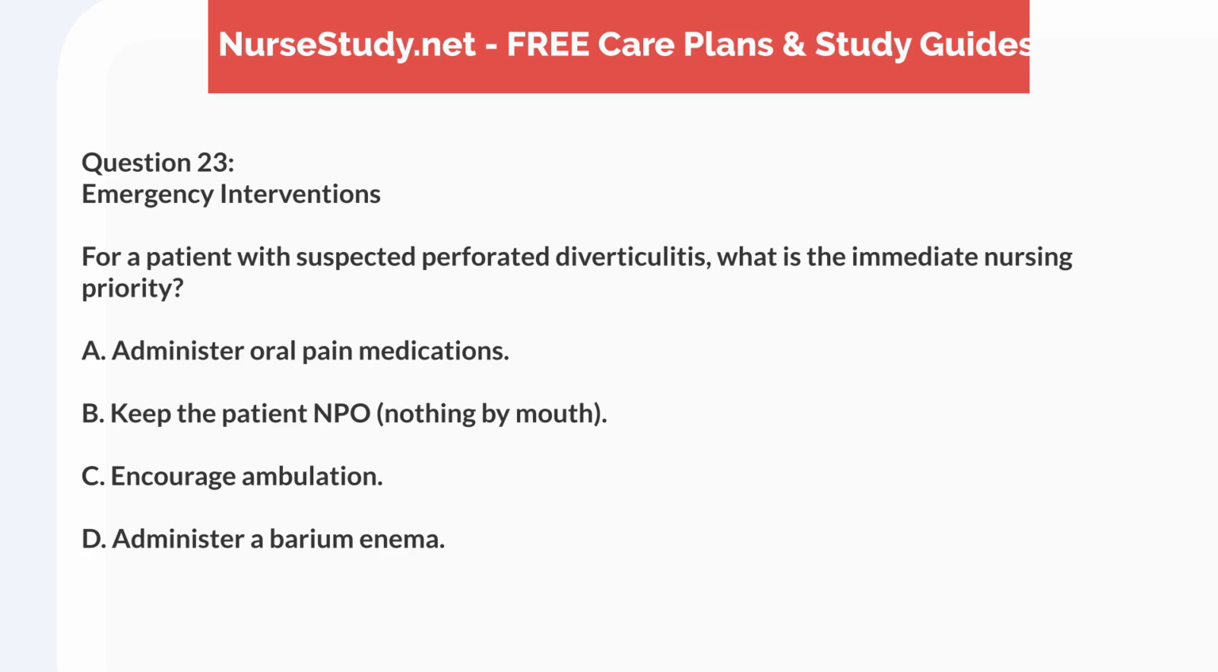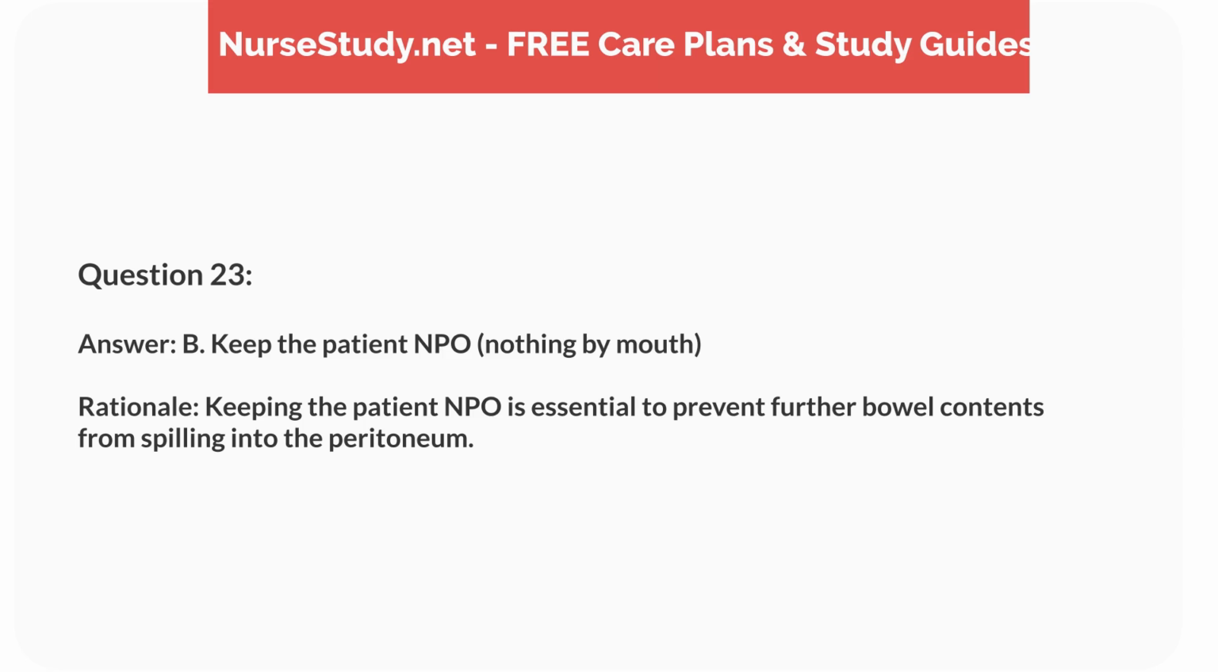Question 23. Emergency interventions. For a patient with suspected perforated diverticulitis, what is the immediate nursing priority? A. Administer oral pain medications. B. Keep the patient NPO, nothing by mouth. C. Encourage ambulation. D. Administer a barium enema. Answer: B. Keep the patient NPO, nothing by mouth. Rationale: keeping the patient NPO is essential to prevent further bowel contents from spilling into the peritoneum.